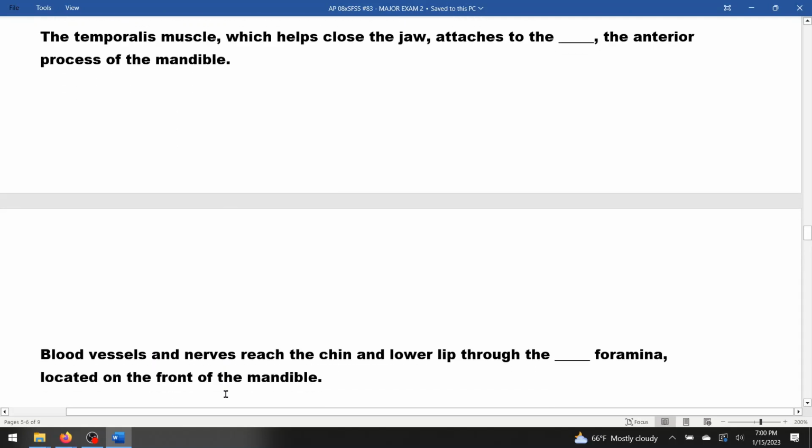Blood vessels and nerves reach the chin and lower lip through the blank foramina, located on the front of the mandible. Okay, so they're not called mandibular foramina. This is a trick one. They're called mental foramina. Mental because they're on the chin.